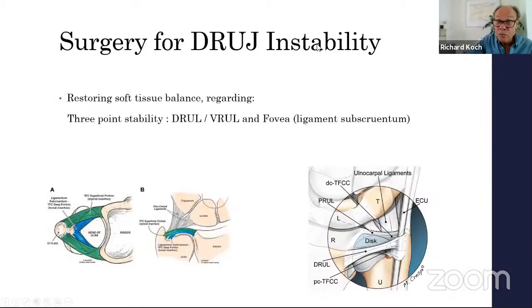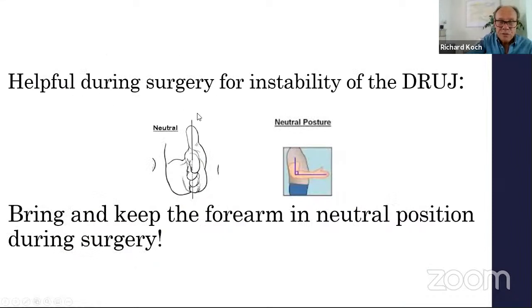The surgery for DRUJ instability, as I said, is restoring the soft tissue balance regarding three-point stability of the DRUL, the foveal attachment, and the fovea. During surgery, and really the reefing, the fixation, you always have to do that with the arm in a neutral position. That means flexion in the elbow, and the hand on the side table, pointing the thumb towards the nose of the patient, if you do your final stitching or reefing.